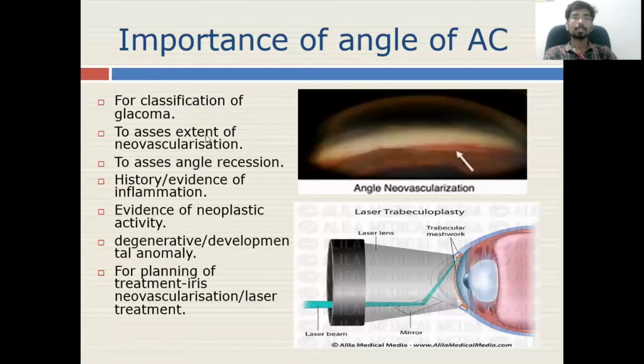To assess the extent of neovascularization, common retinal vascular diseases like CRVO will cause angle neovascularization and angle closure glaucoma. So to assess neovascularization, we have to examine the angle, and to assess angle recession in patients with a traumatic history. In case of any neoplastic activity or any history of inflammatory disorders, we have to examine the angle. For any degenerative or developmental abnormalities, and for planning laser treatment, we have to examine the angle.